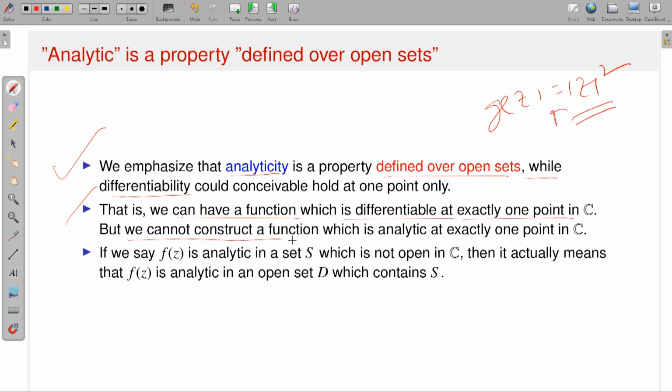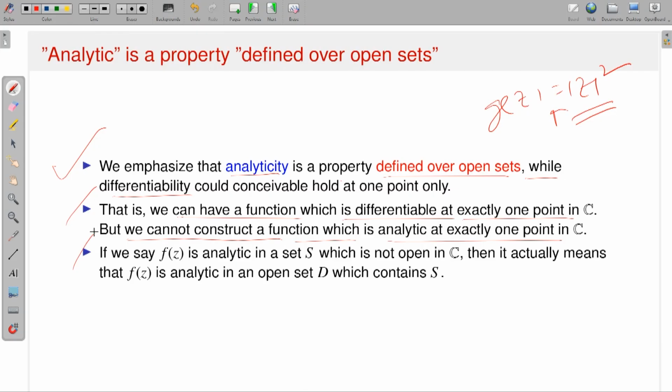However, we cannot construct a function which is analytic exactly at one point, because analyticity at one point, the way I have defined it, automatically implies analyticity at nearby points. In fact, analyticity on an open set. Okay, number 3: given a function f defined on an open set S, if my function is differentiable at each point on that open set, then I am saying that my function is analytic on S.